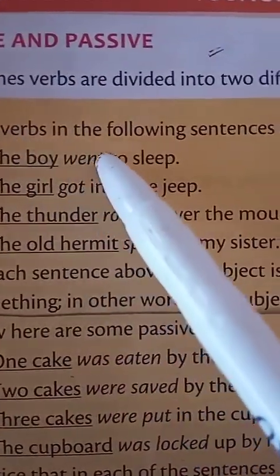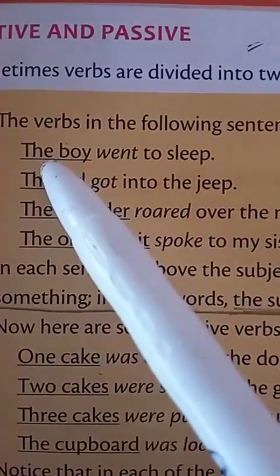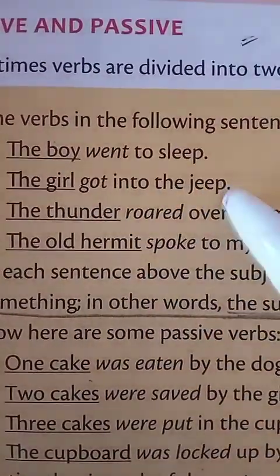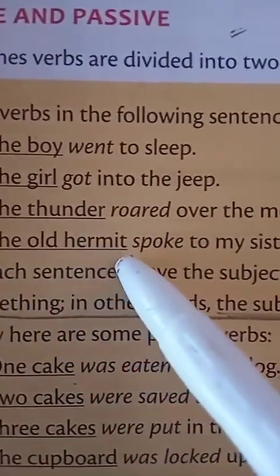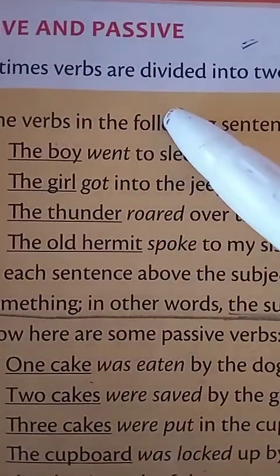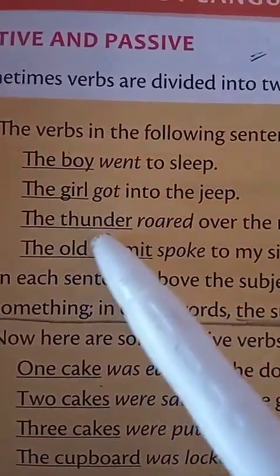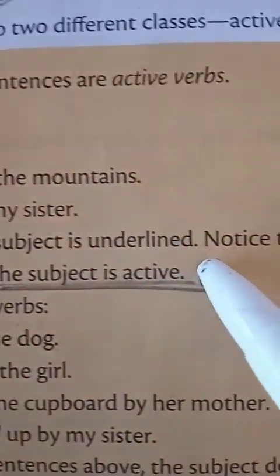See, the verbs in the following sentences are active verbs. The boy went to sleep. The girl got into the jeep. The thunder roared over the mountains. The old hermit spoke to my sister. So, in these sentences, the subject is underlined. In each sentence, the subject is underlined.